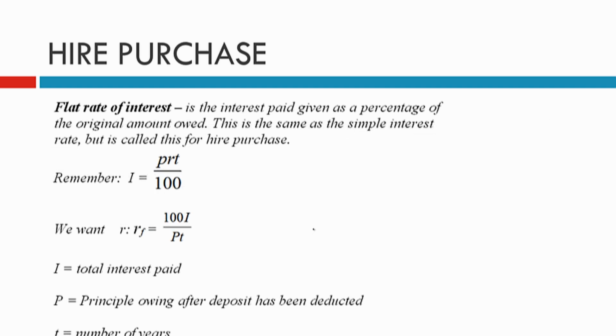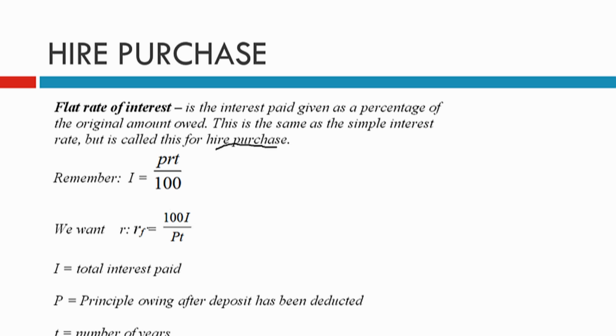The flat rate of interest first. It's given as a percentage of the original amount, same as a simple interest rate, but this time it's called a flat rate of interest because we're using hire purchase. Now we can use the same formula, I equals PRT over 100. So the flat rate of interest, if we rearrange the formula, is 100I divided by PT.